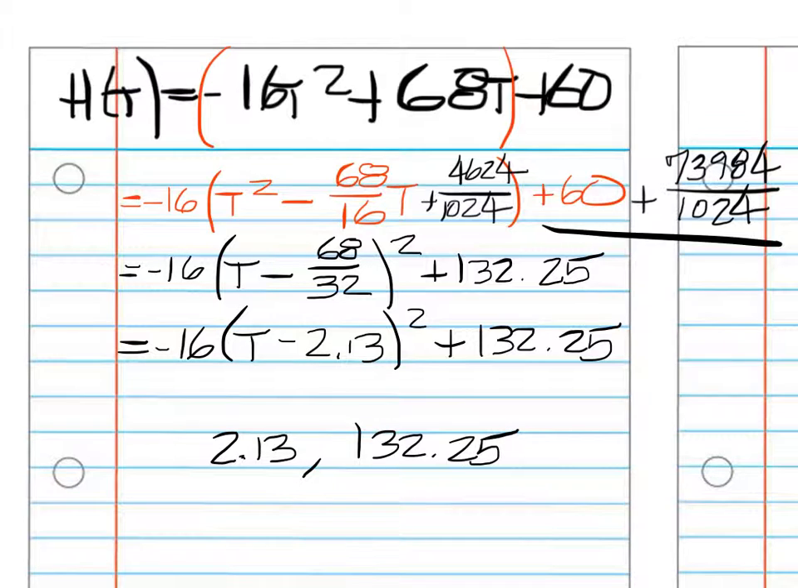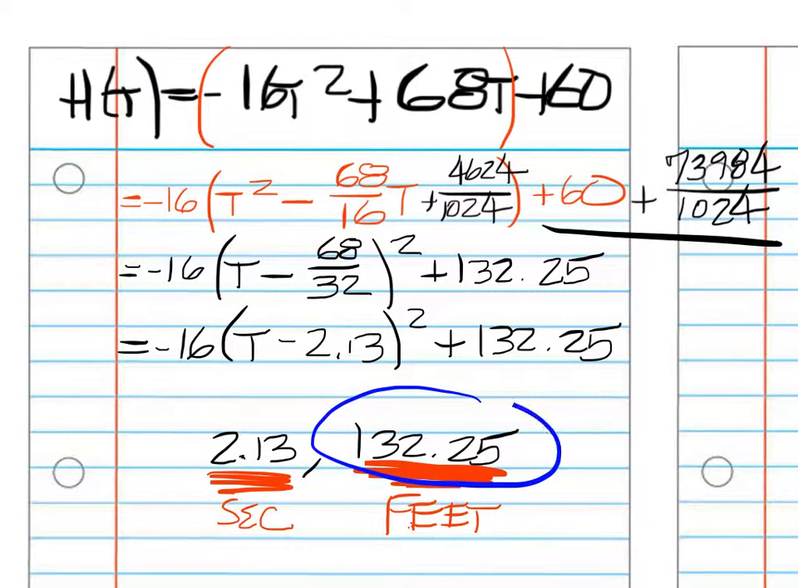132.25. What does 2.13 represent? How long it took for the ball to do what? Maximum height in what units? Feet, but in terms of time. Seconds, yeah. So that represents seconds. And this represents what units? Feet, yeah. All right, so it reached its maximum height at this amount, 132.25 feet, and it took it 2.13 seconds to get there.